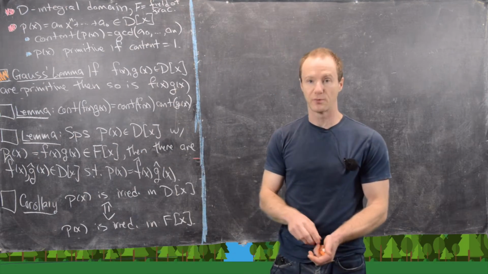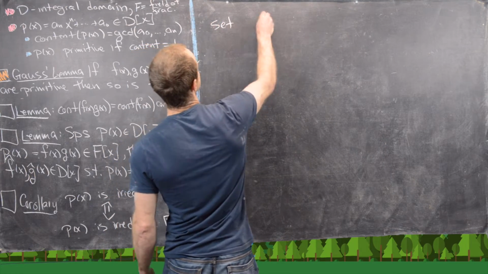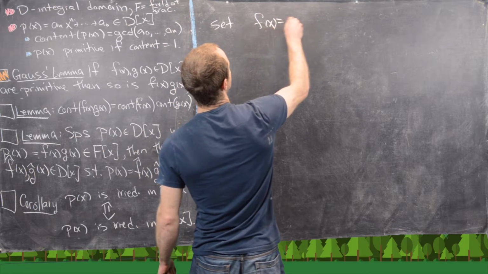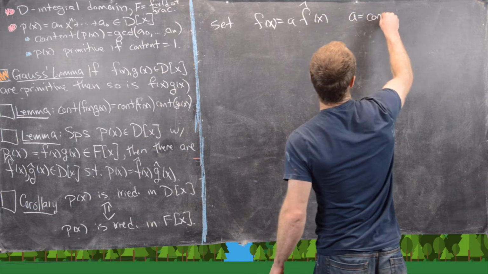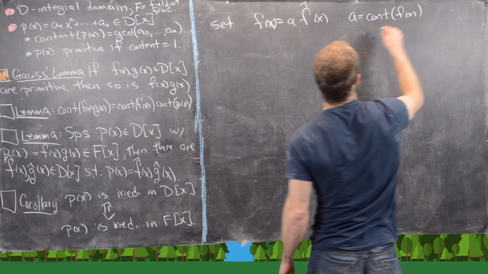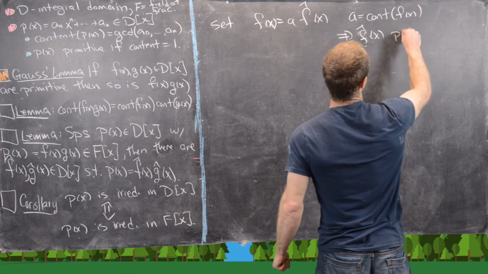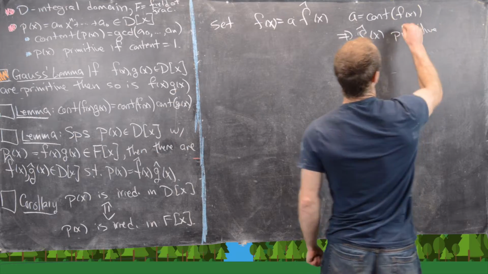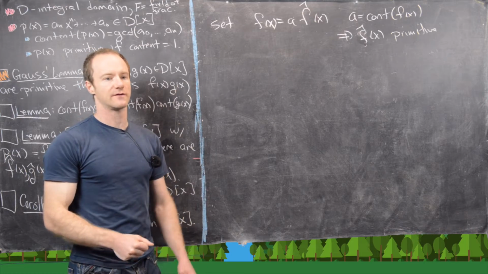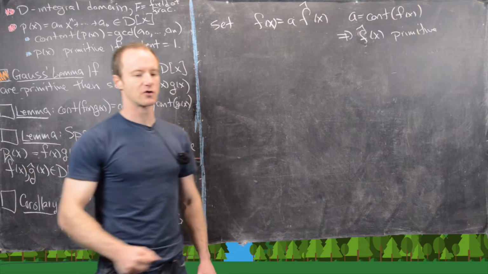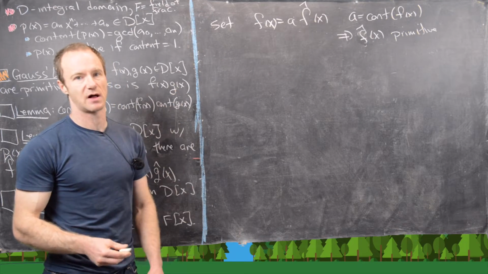Okay, now we're ready to look at the proof of this second lemma, which is a little bit shorter. So let's go ahead and set f(x) equal to a times f hat(x), where a equals the content of f. And what that does is that makes f hat primitive. So we factored a GCD out of the polynomial, and I should say a GCD of all of the coefficients, but that leaves you with a group of coefficients which is kind of obviously relatively prime, but that's the same thing as saying this polynomial is primitive.